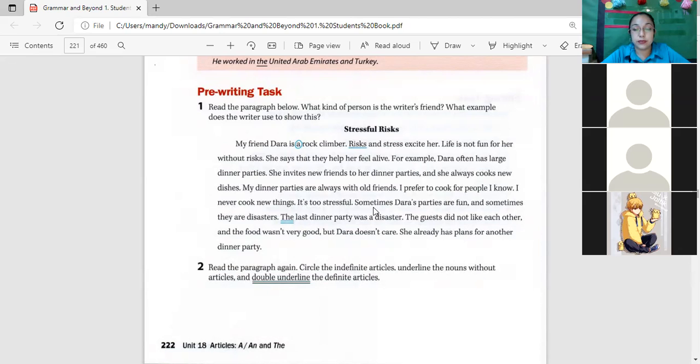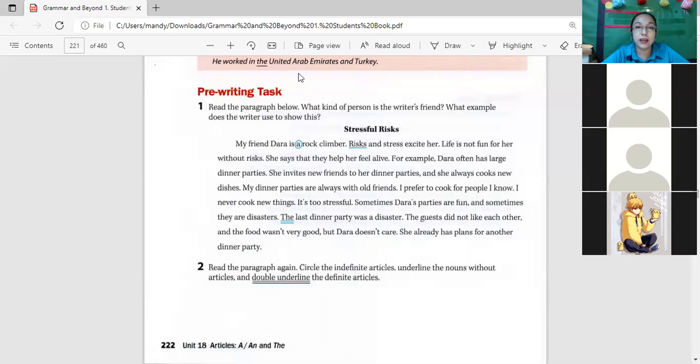It's too stressful. Sometimes Dara's parties are fun and sometimes there are disasters. The last dinner party was a disaster. The guests didn't like each other and the food wasn't very good. But Dara doesn't care. She already has plans for another dinner party.